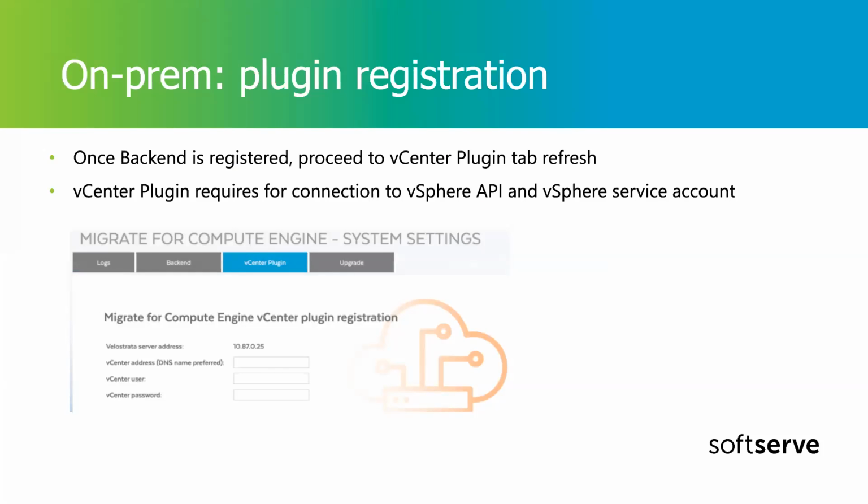The next step is to register a vCenter plugin. For this, we need only specify the DNS name or IP address and credentials for vCenter.